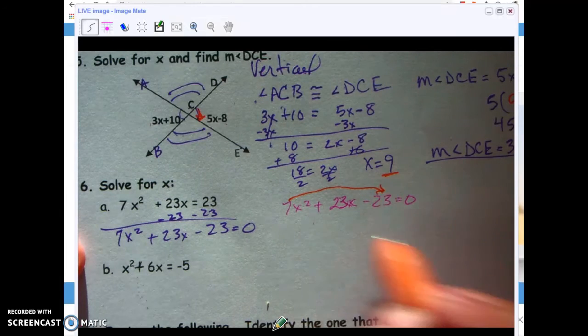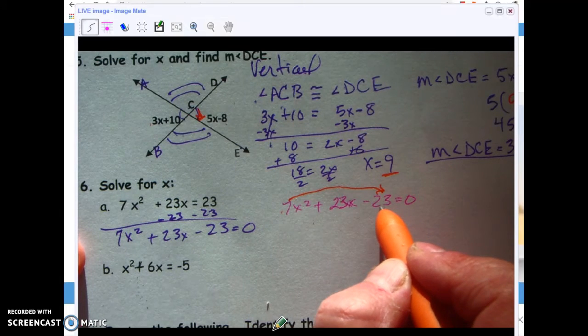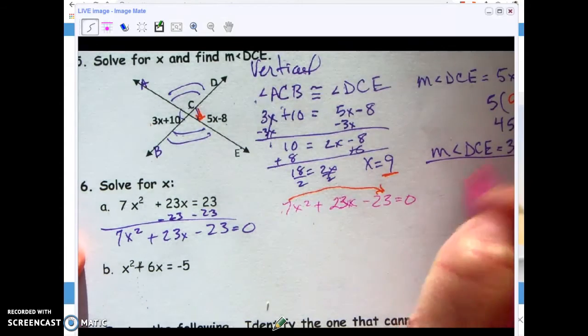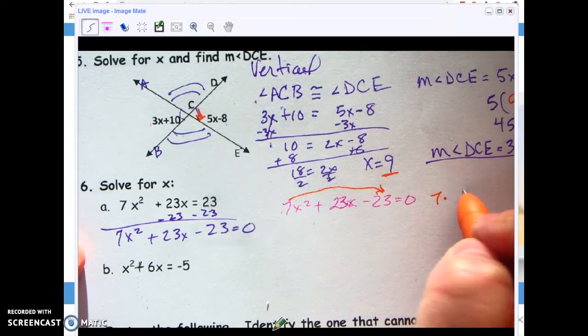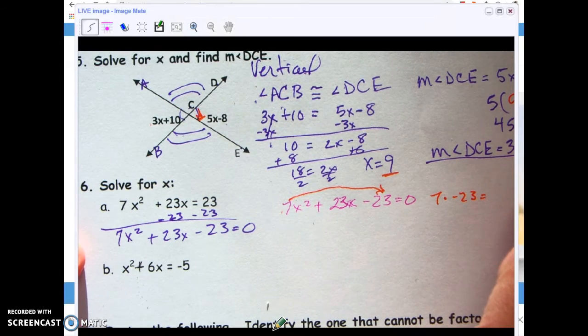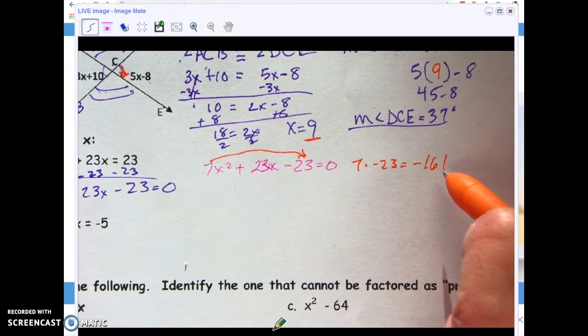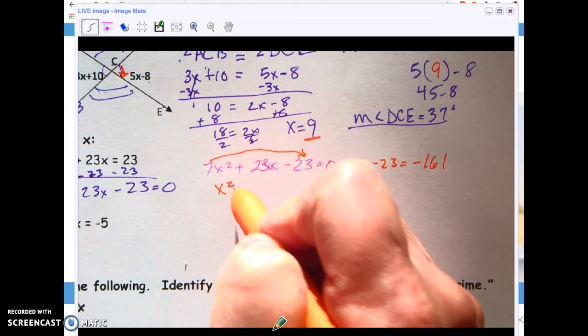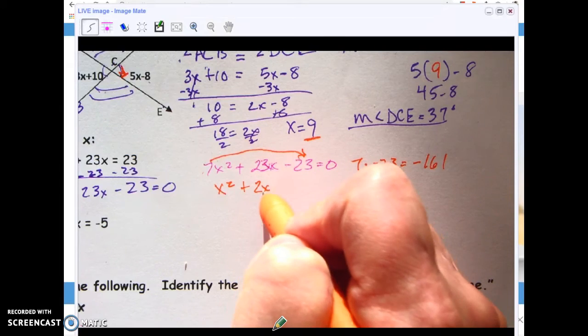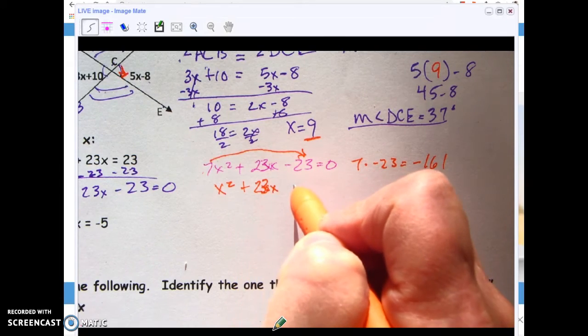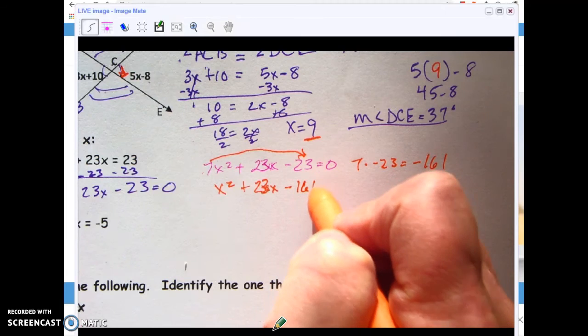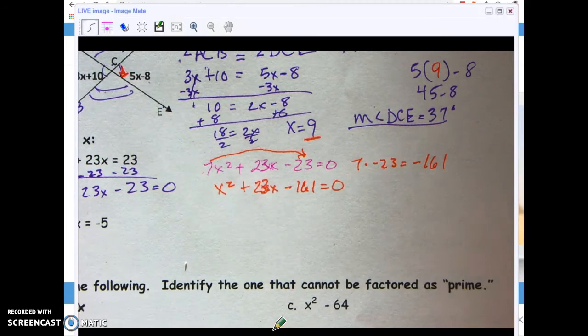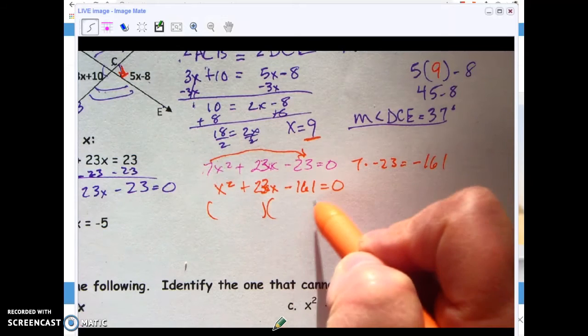So slip says, slip this 7, multiply it by the negative 23. So 7 times negative 23 equals negative 161. Okay, when I am looking at that number, now my new equation is x squared plus 23x minus 161 equals 0. So that's what I want to factor. Here, here, here, and here.